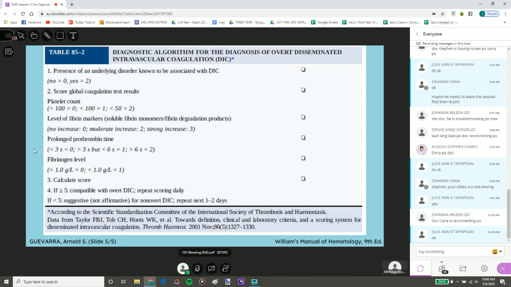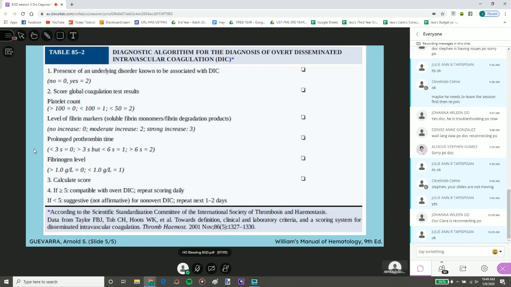If the level of fibrin markers is moderately increased, the score is 2, and if it is strongly increased, the score is 3. A value above the upper limit of normal was considered moderately elevated, whereas a value above 5 times the upper limit of normal was considered a strong increase. If the prolonged prothrombin time is greater than 3 seconds but less than 6 seconds, it is scored 1, and if it is greater than 6 seconds, it is scored 2. And if the fibrinogen level is less than 1, the score given is also 1.